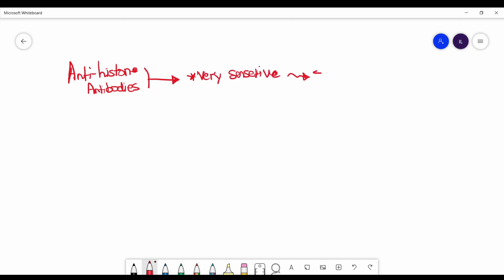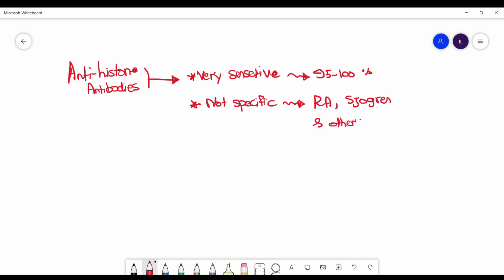It is a very sensitive antibody. It's around 95 to 100% sensitivity, but not as specific though, because it can be seen in different diseases like SLE, as well as rheumatoid arthritis, scleroderma, and other different diseases. So you can mainly use it for ruling out drug-induced lupus.